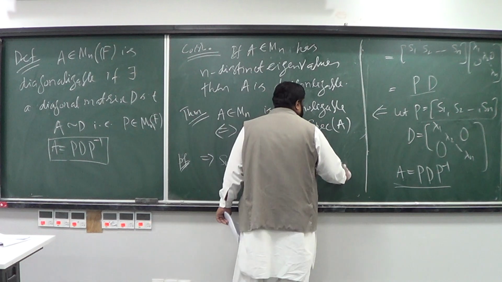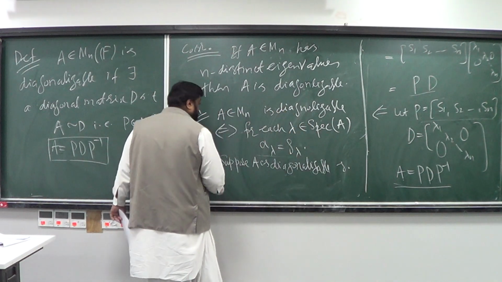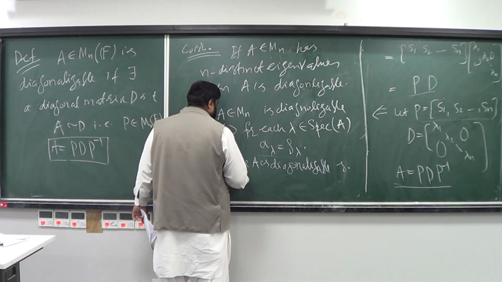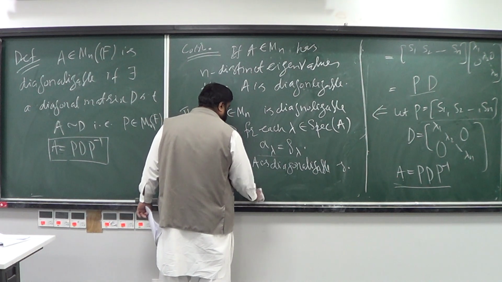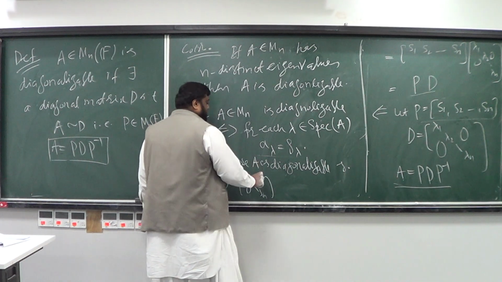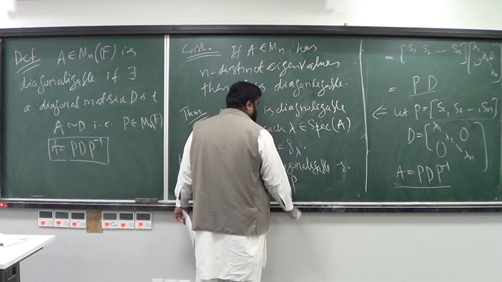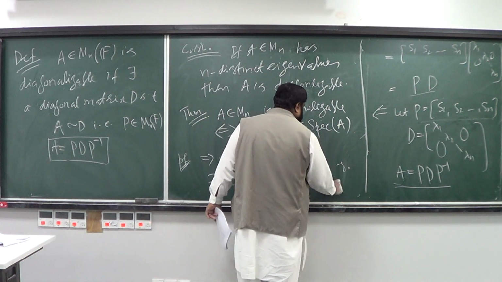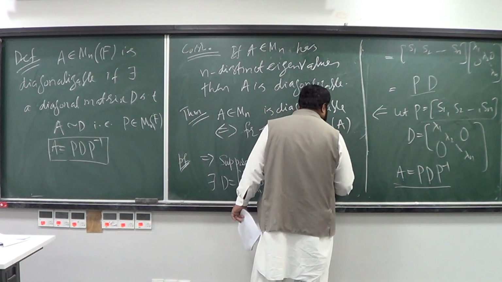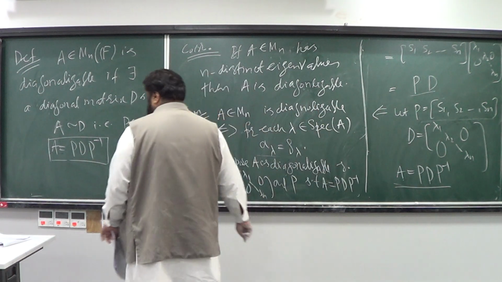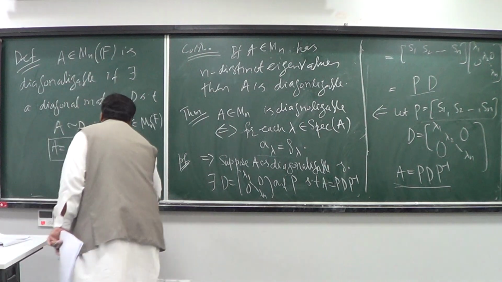Okay? So from the previous result we know there exists a diagonal matrix D with the eigenvalues as entries, and an invertible matrix P, such that A can be written as P D P inverse. In other words, A is diagonalizable. So that's what it is.